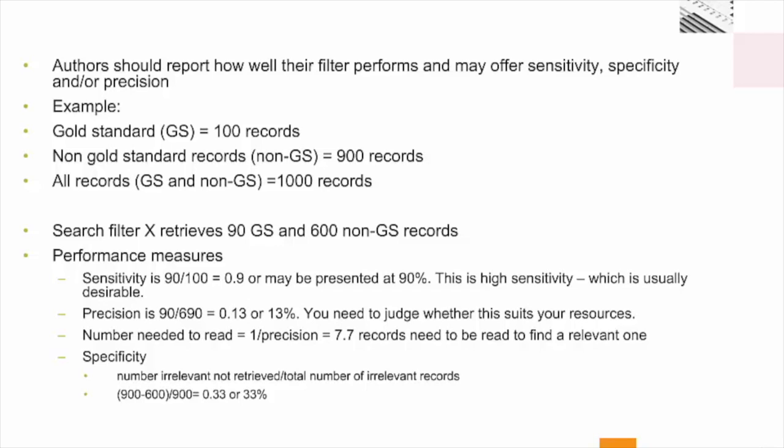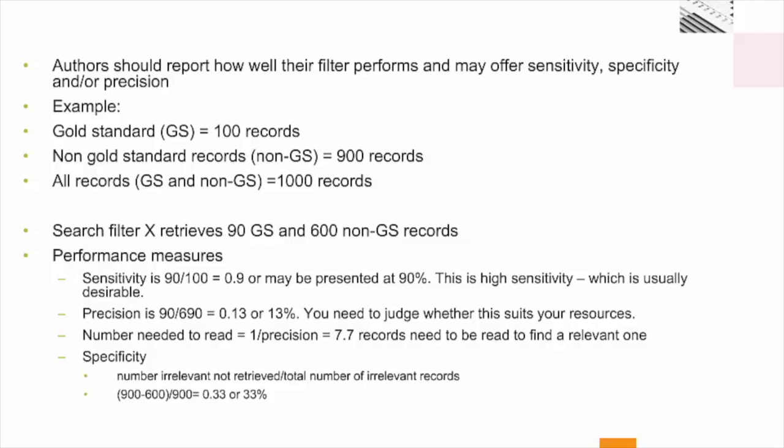Now 13% is pretty good precision, and one of the things that you might want to consider before you choose any filters is what sort of sensitivity and precision you would be happy with. And then another measure here is the number needed to read, which is usually calculated as 1 over the precision. And this figure is often seen as a more helpful way of assessing the amount of work that will be needed to process the records. So in this case, I'd need to read 7.7 records to find one that was relevant.